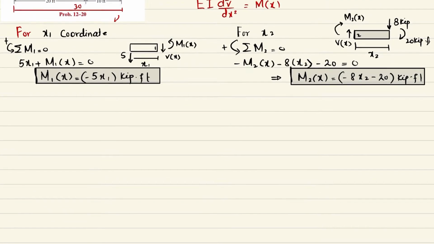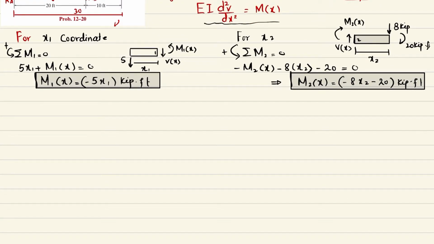Now we will apply this equation in order to find the slope. So for the x1 coordinate, I will write EI d²v1/dx1² is equal to M1(x), which is minus 5 times x1.